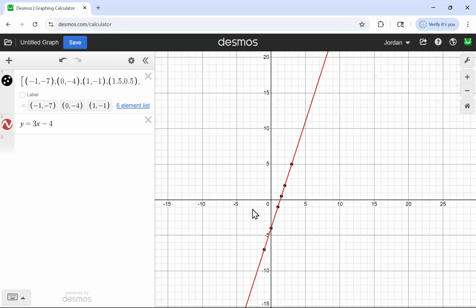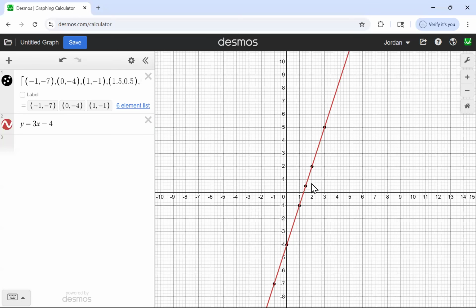And so that's how we graph an equation. We plot some points, we see the pattern, and then we connect those points and then extend that pattern out forever.